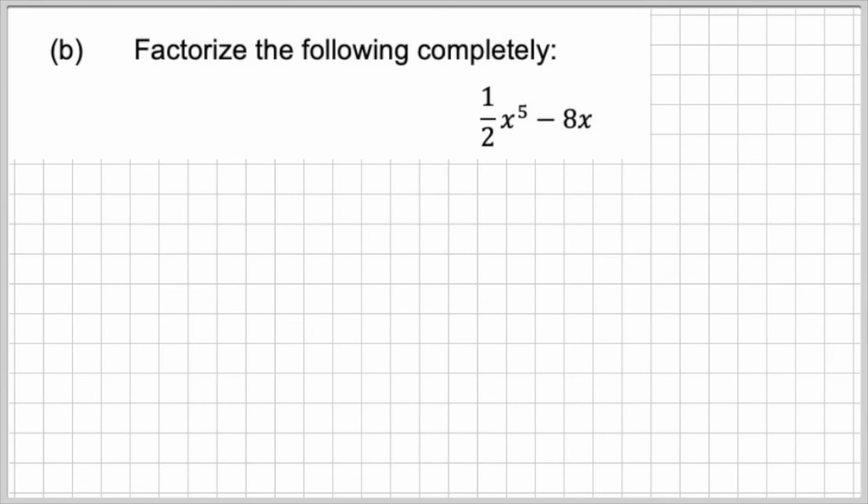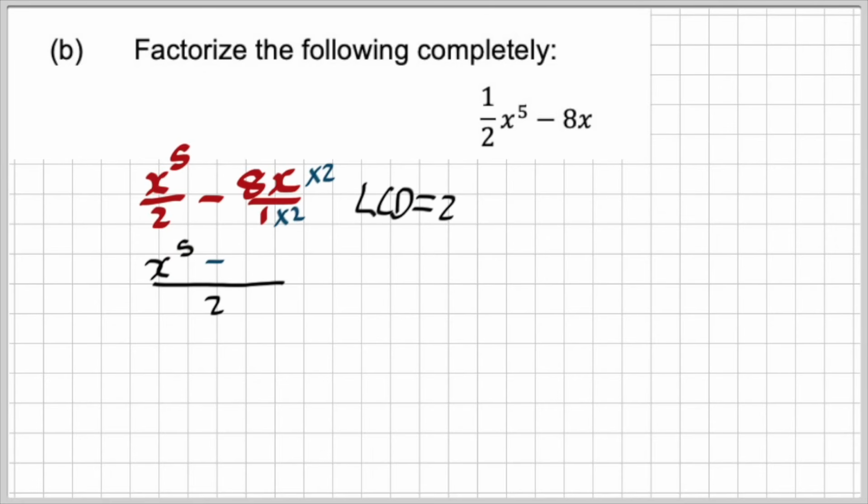I'm asking you to factorize the following completely. Now, there are 2 ways of thought, or 2 thought paths, in this. I'm going to show you both. The first one is, let's put everything on the same denominator. So in other words, use an LCD of 2. So I'm going to take that 8x and also put it over 2. Why do I do that? Because I'm working with fractions.